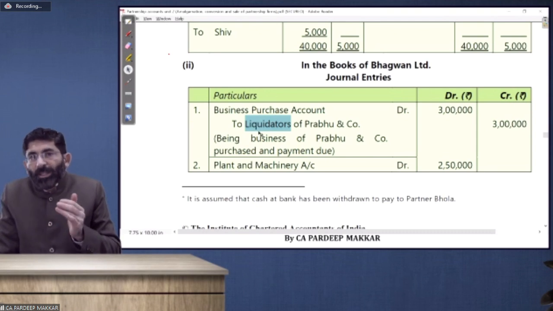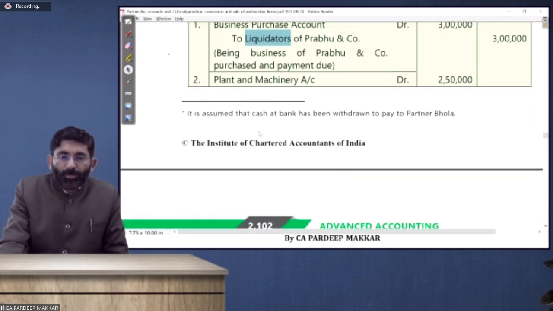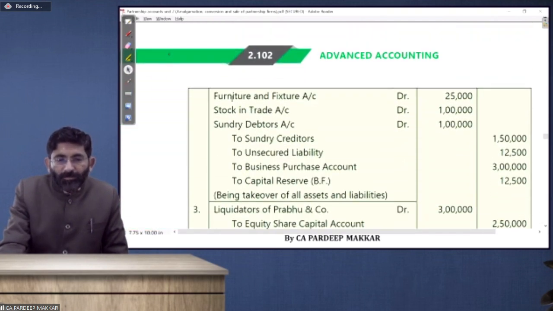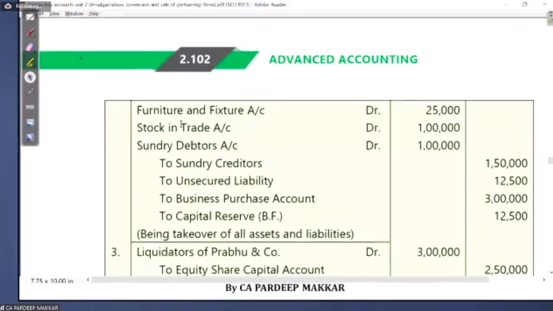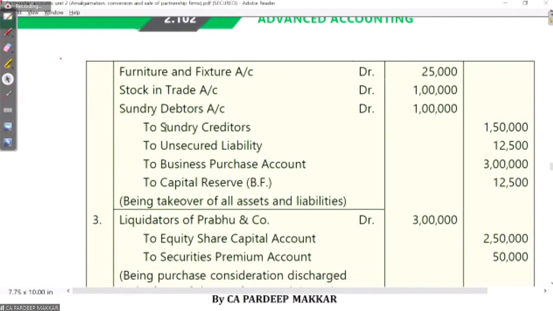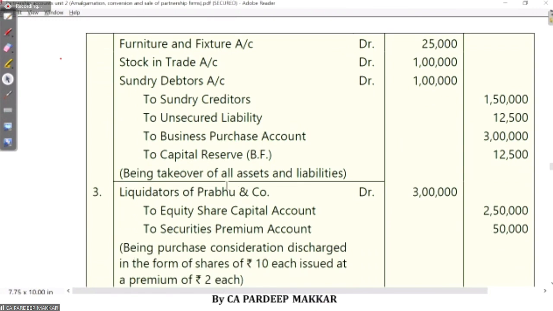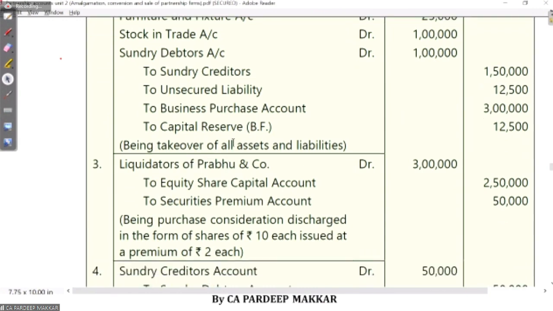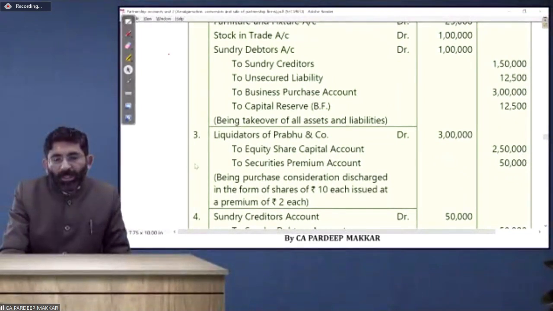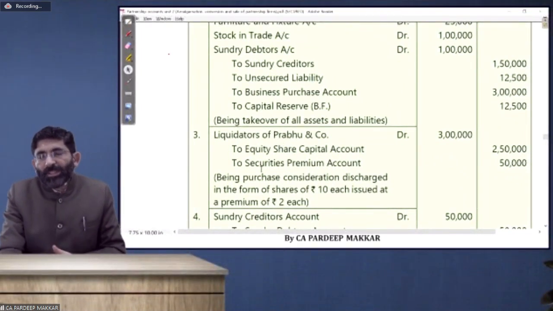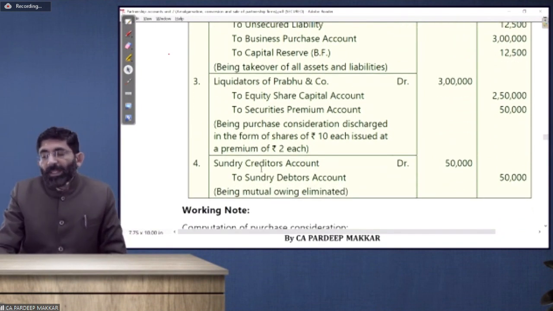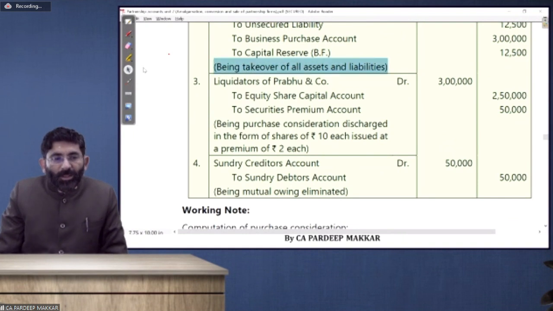So entries are similar to the previous case: business purchase to liquidator of Prabhu and company, or simply vendor company. Assets account debit to liabilities account, all assets at taken over price, already discussed in the previous question. To business purchase 3 lakh rupees. Whatever is the balance figure will be transferred to capital reserve or goodwill. And then when the purchase consideration is discharged, Prabhu and company account debit to share capital and securities premium, because shares are issued at a premium in this case.